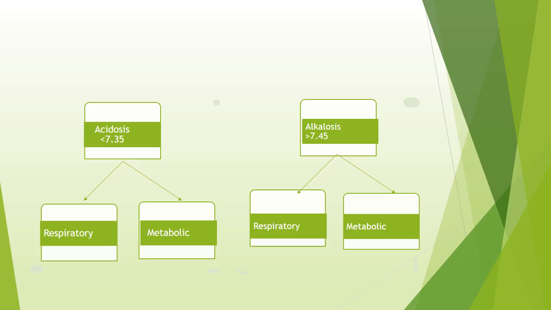When we see the pH less than 7.35, it is acidosis. Then we have to look for whether it is a respiratory acidosis or a metabolic acidosis. The second thing, we have to look for the pH. If the pH is more than 7.45, then we have to look what kind of alkalosis it is. Is it the respiratory or the metabolic alkalosis?